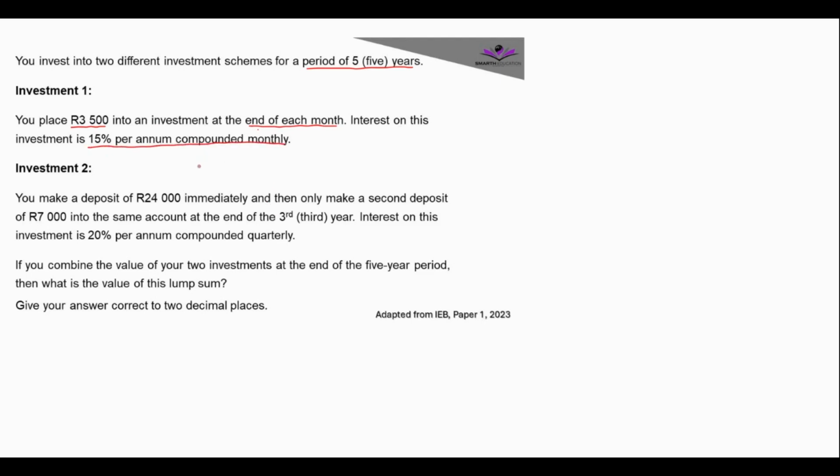Right, what type of investment is it? This is a future value annuity because the payments are done every month. So this is an annuity. Okay, future value annuity. Investment 2.